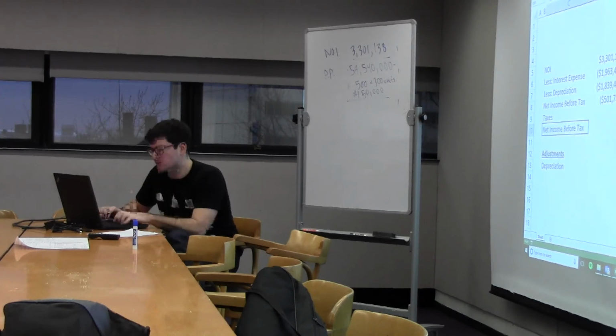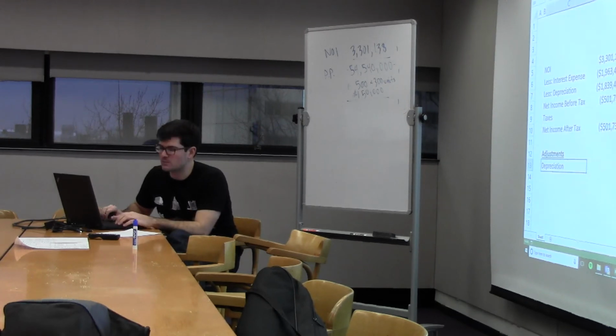So net income after tax is just going to be the same as net income before tax. These are adjustments to net income after tax now. So depreciation, this is non-cash. We're going to add it back.